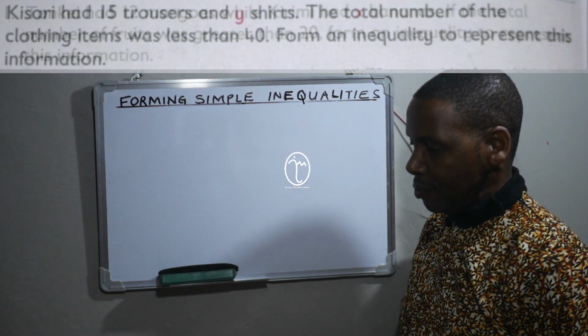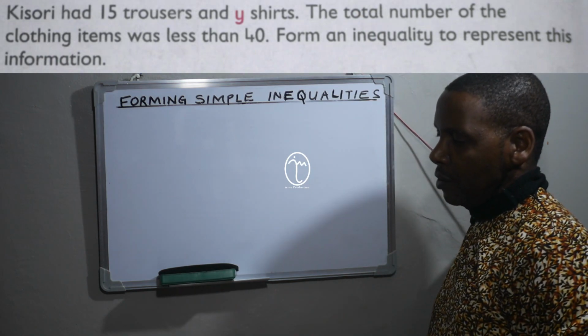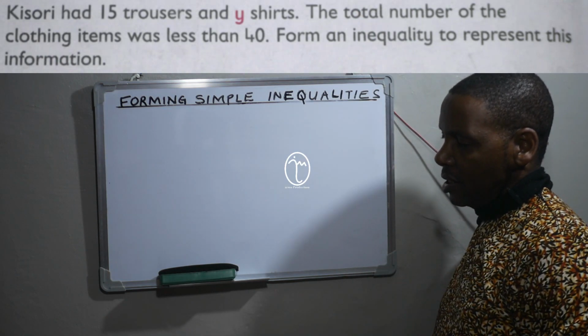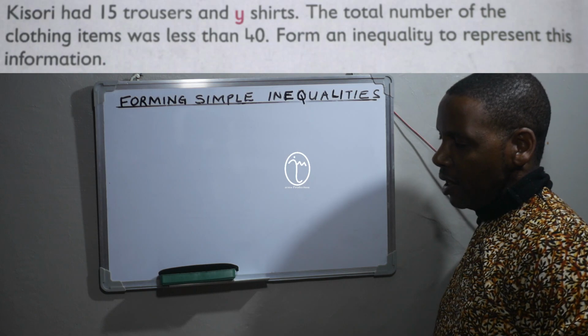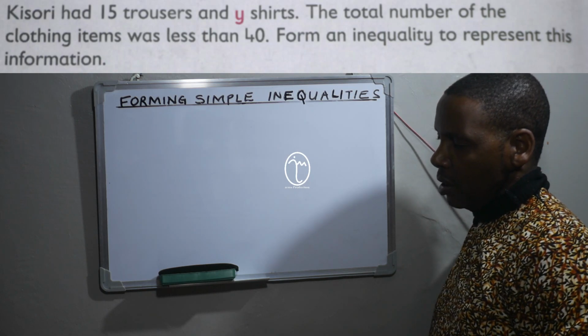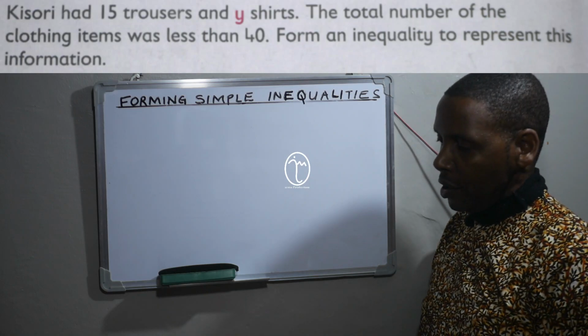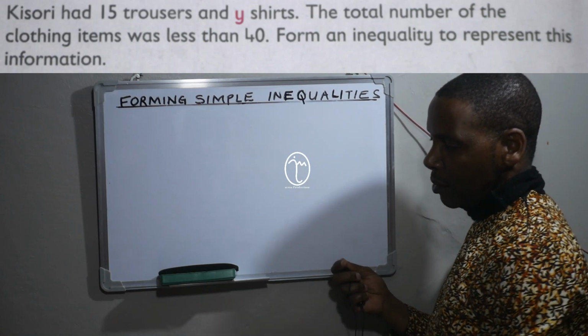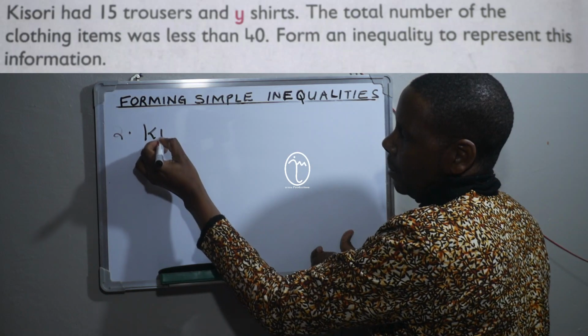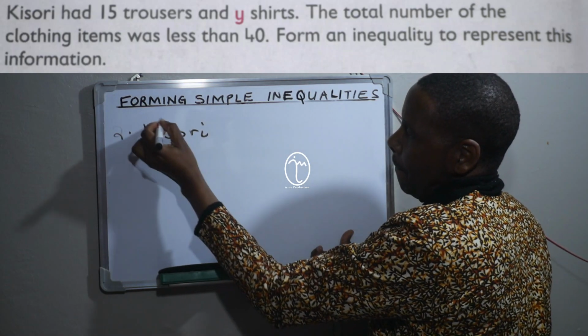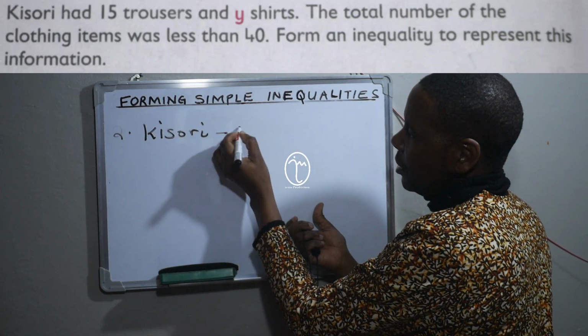Question 2. Kisori had 15 trousers and Y shirts. The total number of clothing items was less than 40. Form an inequality to represent this information. So, as we did in number 1, we just write that is Kisori, who had 15 trousers.